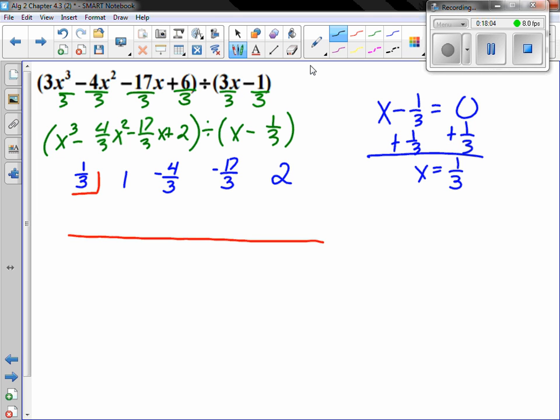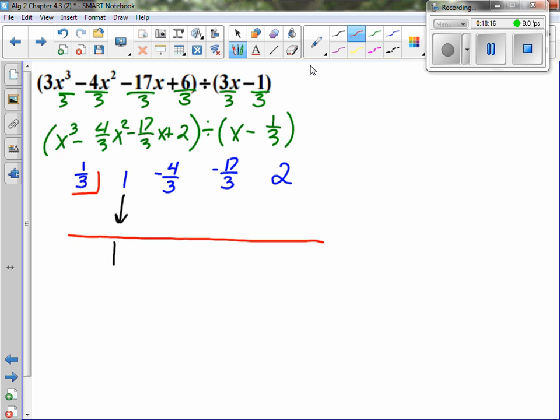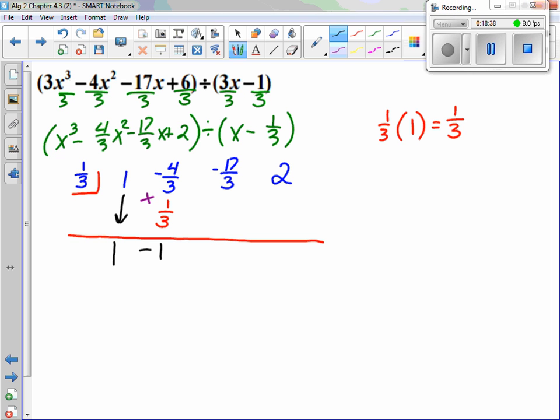What's our first step? Drop the 1. And then we would multiply, which would be 1/3 times 1, which is 1. And we would add. What is negative 4/3 plus 1/3? It'd be negative 1.